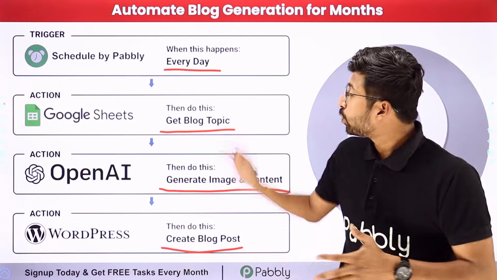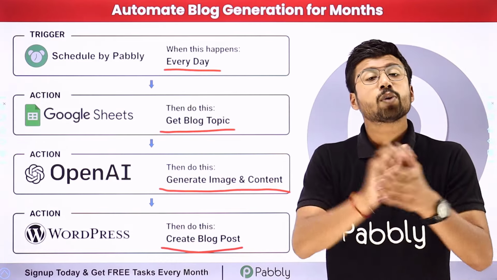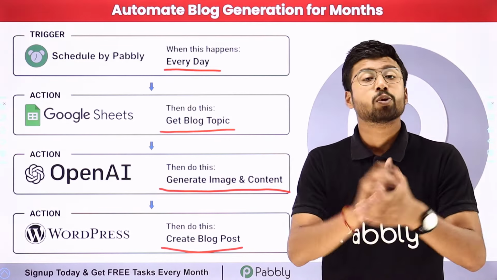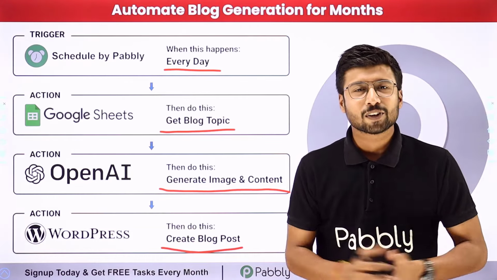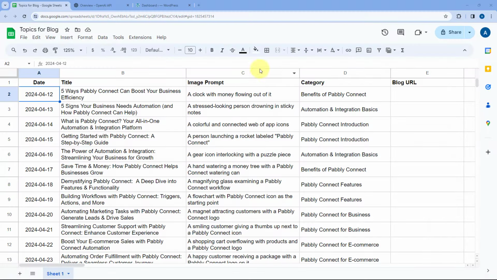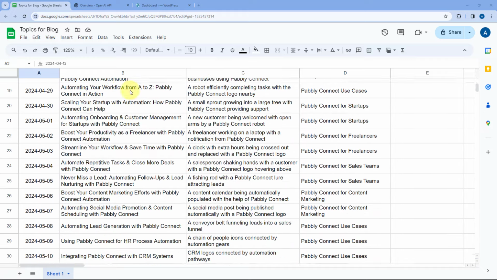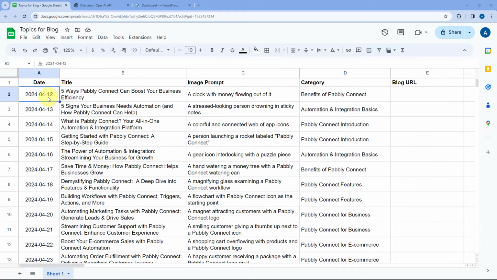Now, if you want to learn how you can set up this kind of automation to automate the blog generation process or blog posting process, for that you just have to come with me to my screen. So as you can see, this is my Google spreadsheet in which I have added the titles of the blog for the whole month. So we have the date, that on what date, what topic of blog we want to post on our WordPress site.